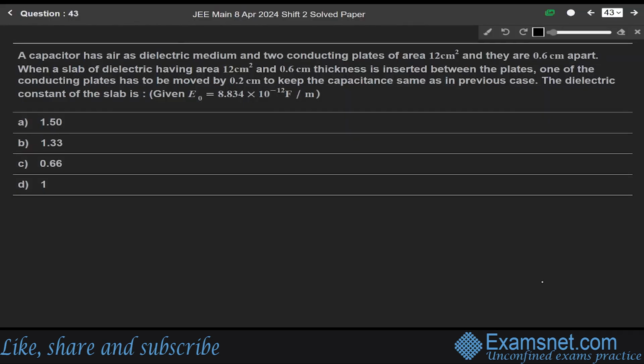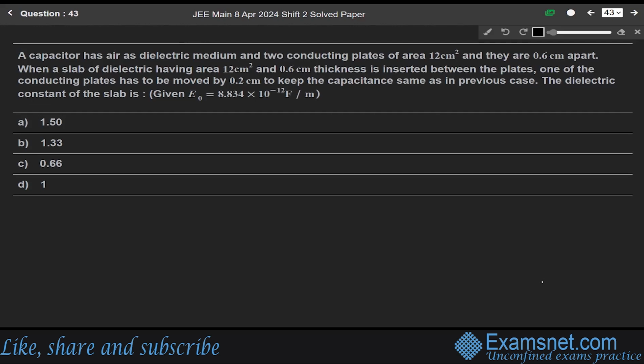Now next question 43. A capacitor has air as dielectric medium and two conducting plates of area 12 centimeter square, and they are 0.6 centimeter apart. When a slab of dielectric having area 12 centimeter square and 0.6 centimeter thickness is inserted between the plates, one of the conducting plates has to be moved by 0.2 centimeter to keep the capacitance same as in the previous case. The dielectric constant of the slab is, okay.